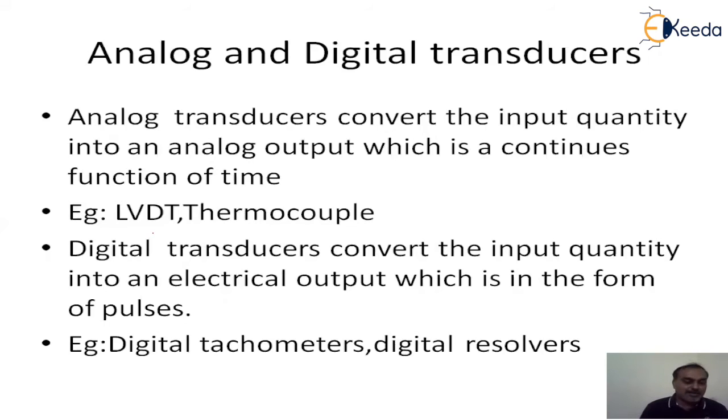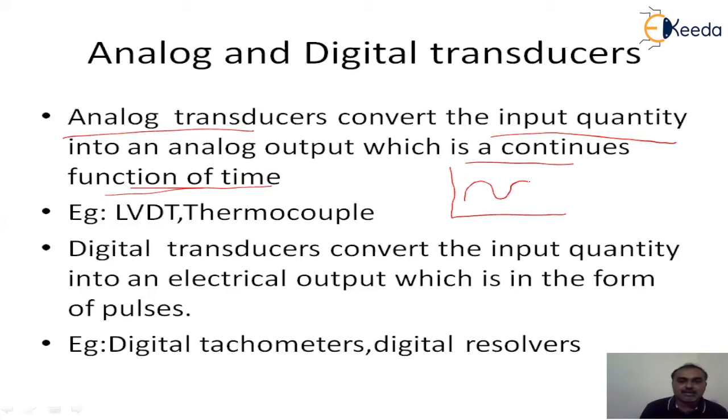That's the reason I have explained analog transducers. As I told you, an analog transducer converts the input quantity into an output which is a continuous function of time. It looks like this. The best examples are LVDT and thermocouple. We give an input and we get the output as a continuous function of time. And digital transducers.